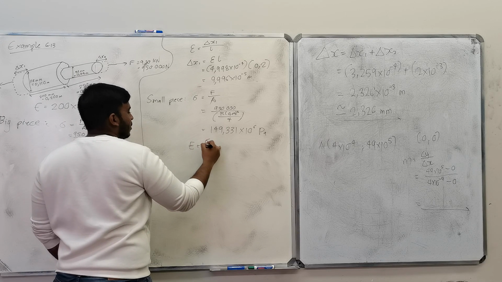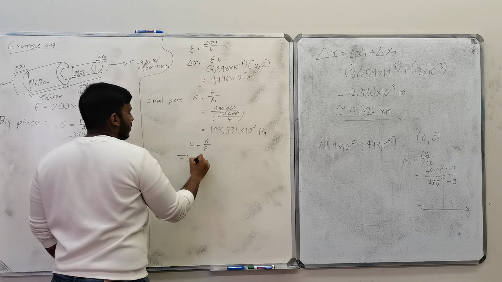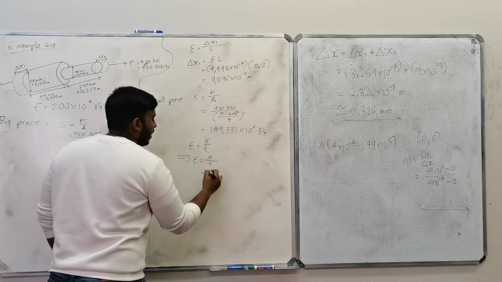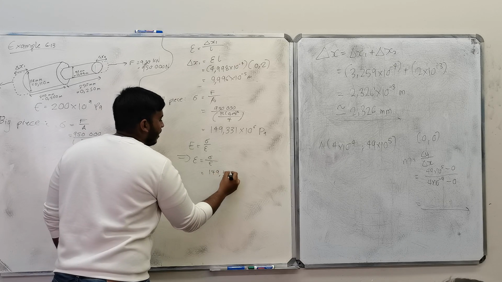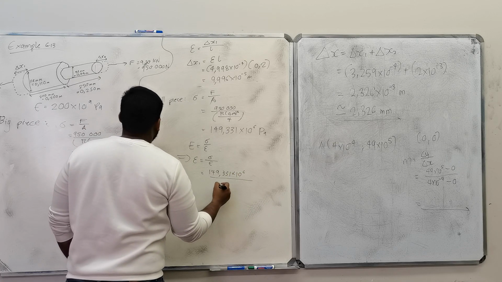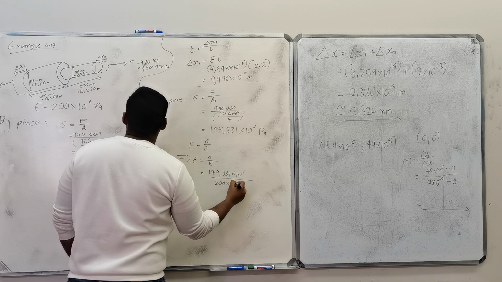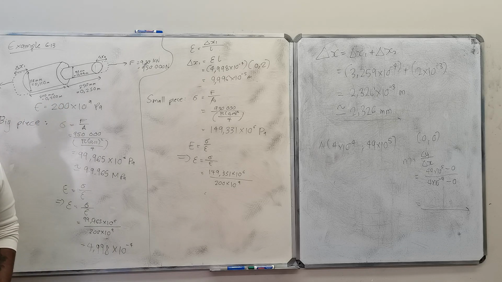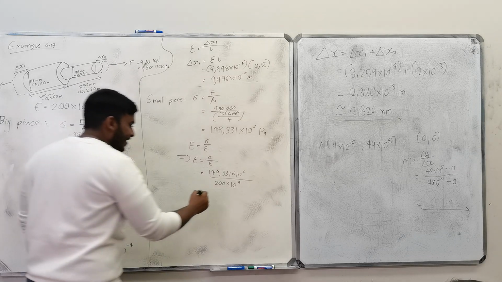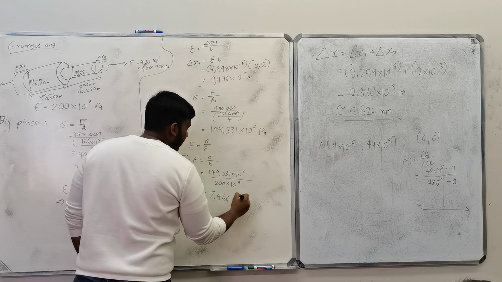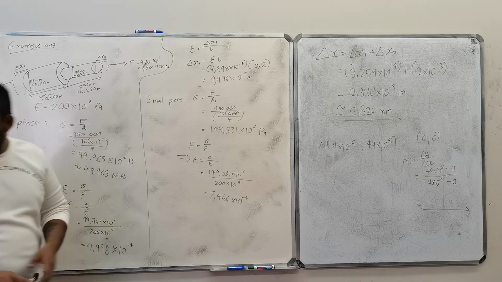Young's modulus is equal to stress over strain. So therefore, strain will be equal to stress over Young's modulus. This will be 149.331 times 10 to the power 6 all over Young's modulus, which is 200 times 10 to the 9, which is 7.466 times 10 to the minus 4. Right? That's your strain.